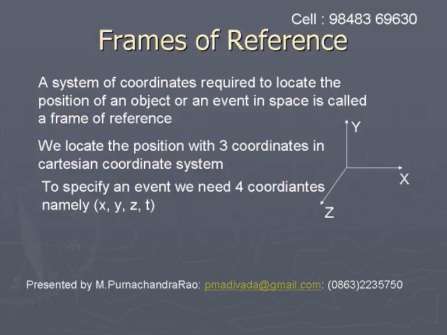Such a system of coordinates is known as a frame of reference. We attach a coordinate system to an object like Earth, a moving train, a rocket, the sun, or any star. Such a coordinate system attached to a body is known as a frame of reference.